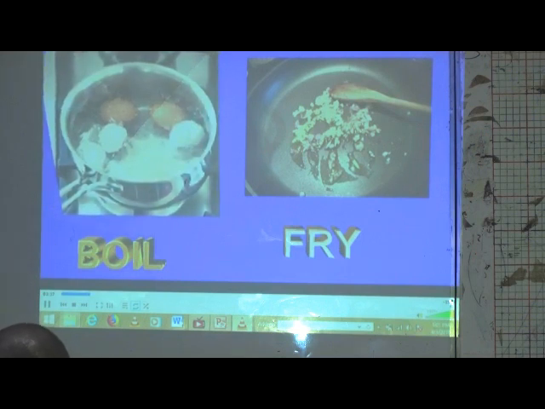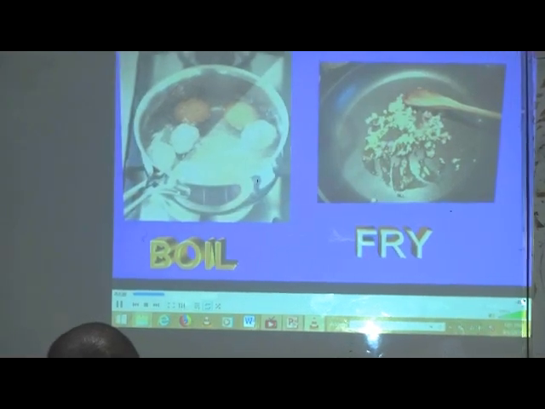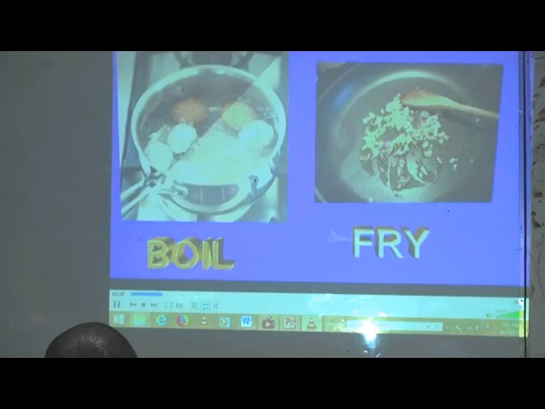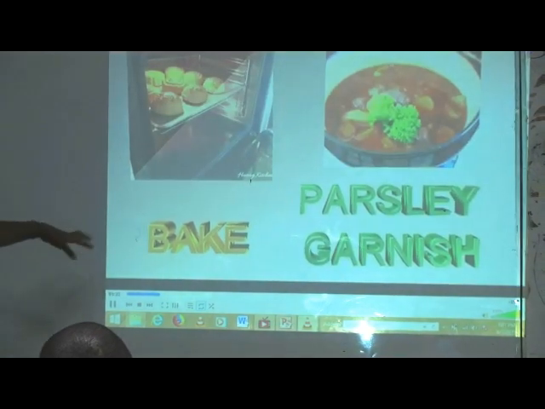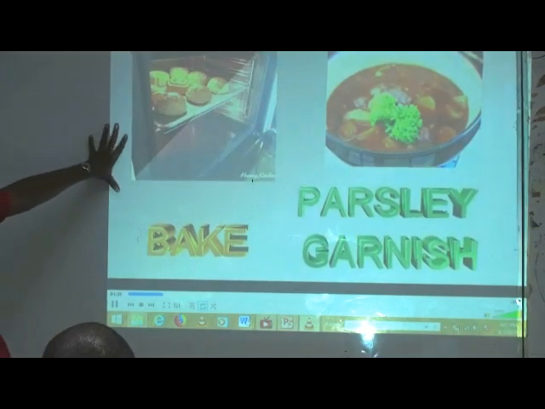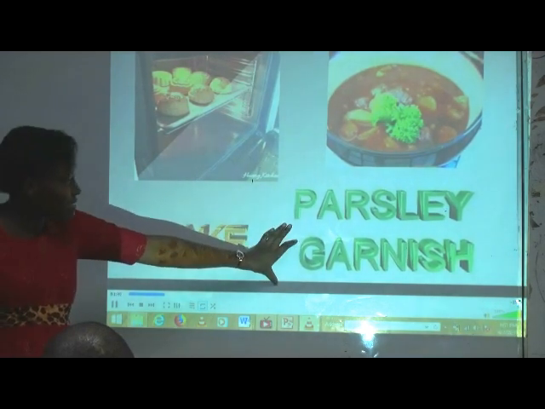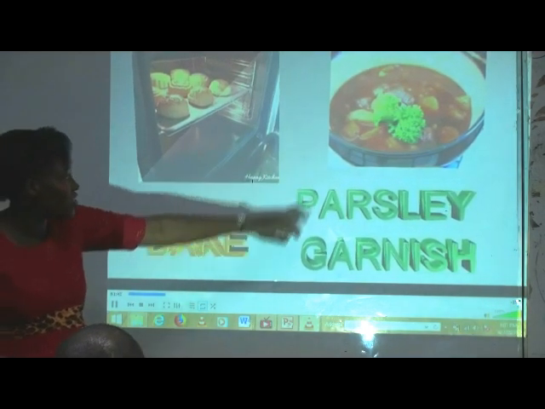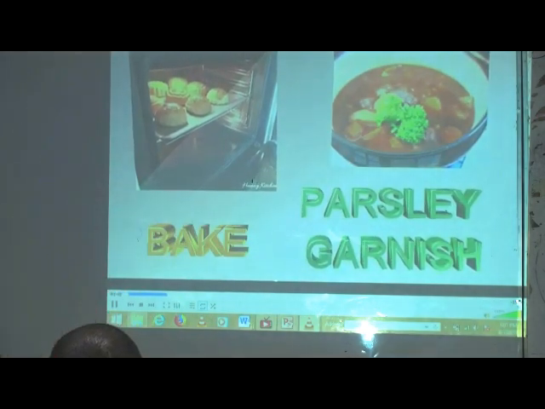Frying, we use a little oil. It's not like deep frying. We sometimes call it shallow frying. This is baking. You can say this is an oven. If someone is baking muffins, or we call them cream cakes. Then you also have parsley. Parsley is used for garnishing. This is parsley. We use it to garnish, to decorate.